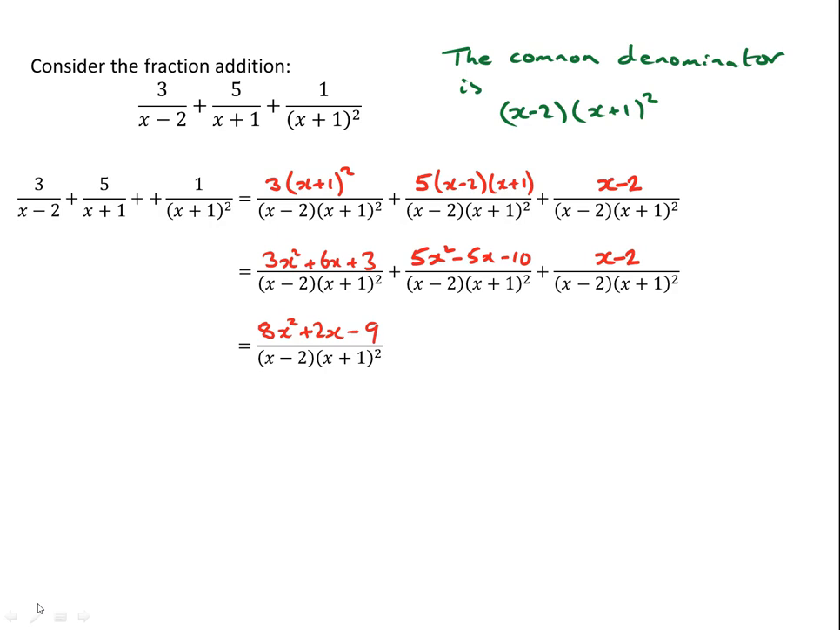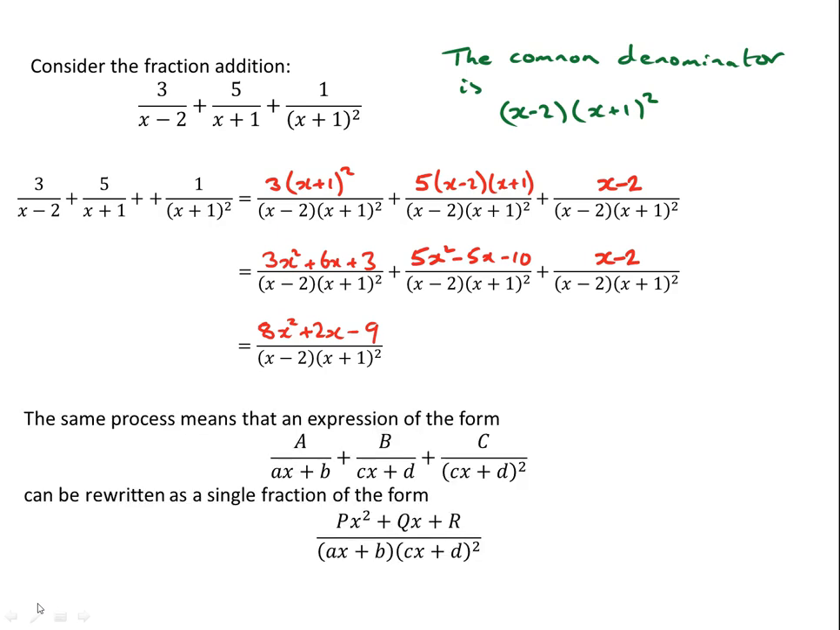And of course this can also be generalized. If we've got an expression of the form a number over ax plus b plus a second number over cx plus d plus a third number over cx plus d squared, then that can be simplified down to a single fraction of the form a number times x squared plus another number times x plus a constant number, all divided by ax plus b times cx plus d squared.